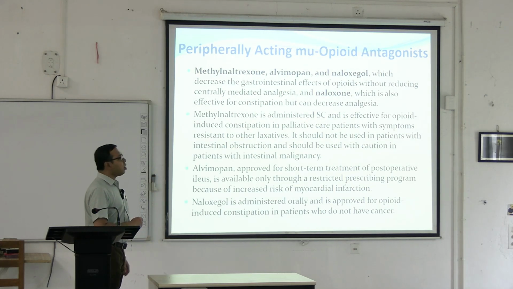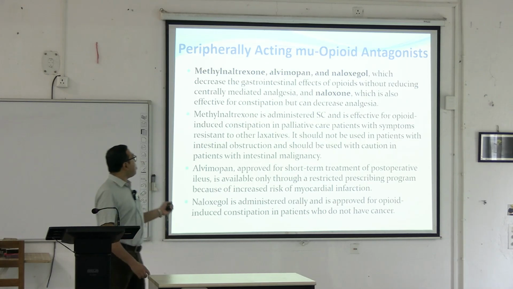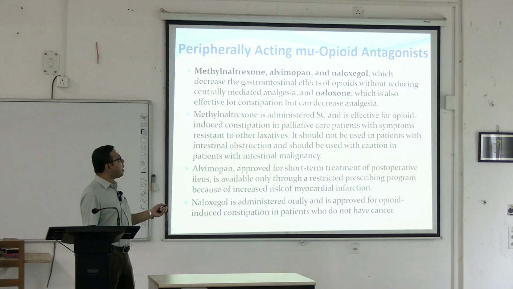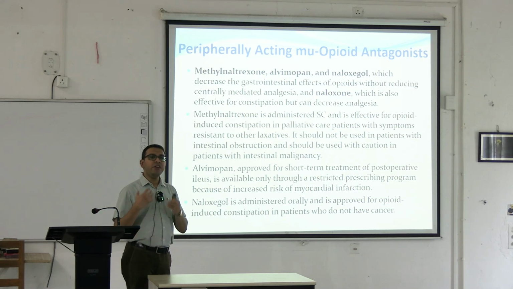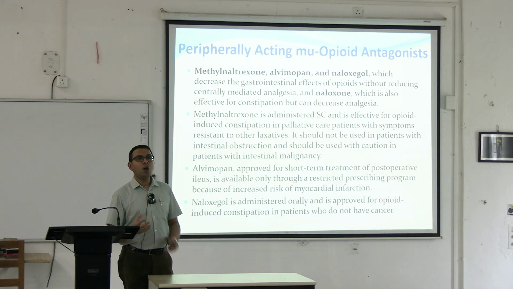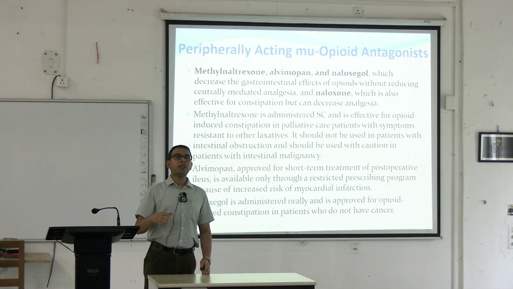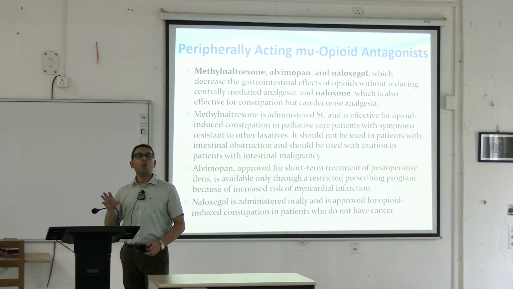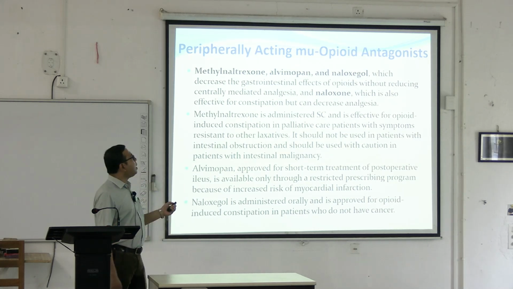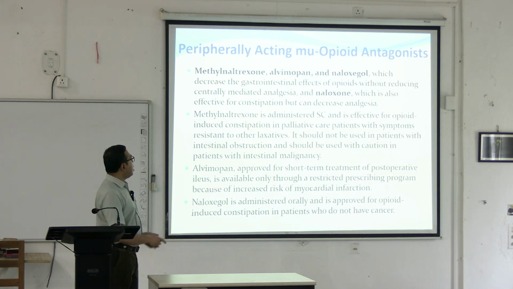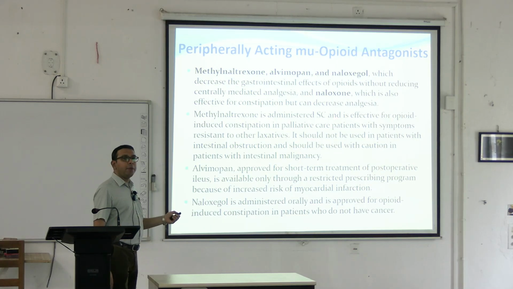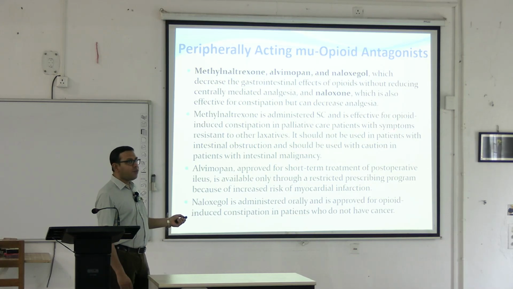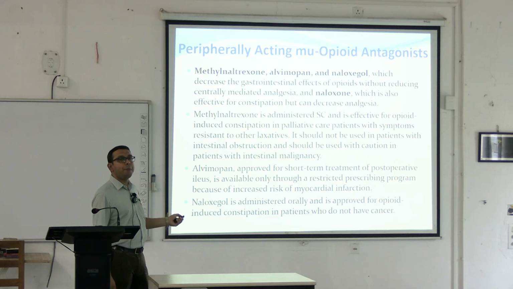This is another class, the peripherally acting mu opioid antagonists. So, methylnaltrexone, alvimopan and naloxegol. These are much less used, in many refractory cases, most of the cases when the patient is suffering from cancer or cancer chemotherapy and there is severe constipation, we can use these peripherally acting mu opioid antagonists. So, methylnaltrexone is basically administered subcutaneously and is effective for opioid induced constipation in palliative care.